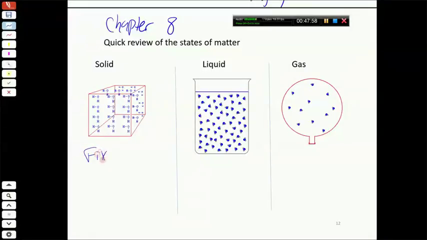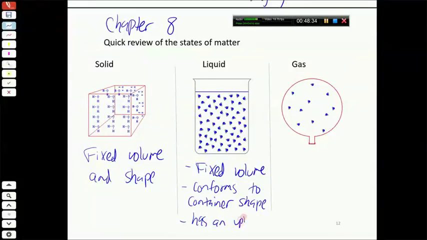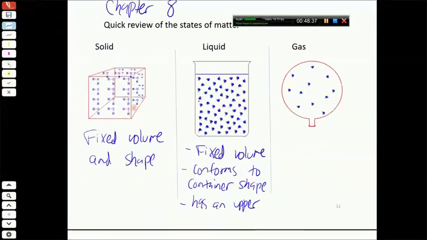Solids have a fixed volume and shape. And then if we go to liquids, liquids have a fixed volume, but the volume conforms to the container. So the shape of the compound is not fixed in this case. Depending on what container we put it in, this volume is going to have a different shape associated with it. The other important thing about a liquid is that it does have an upper surface. So it doesn't just spread out everywhere. It has an upper surface, but its shape is not well defined.